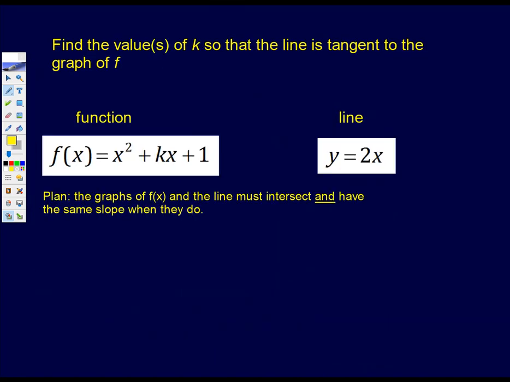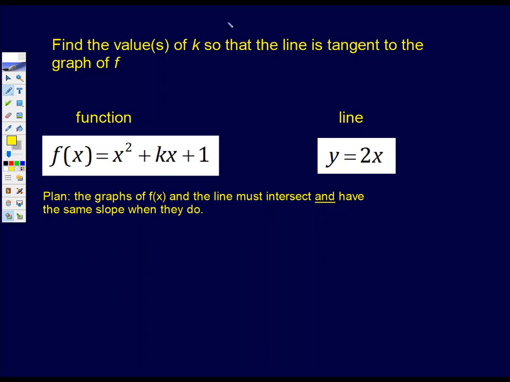Here's one more problem that's kind of interesting. I have a function that I don't know the whole story about. It's got one coefficient marked with an unknown letter k. So the function x squared plus kx plus 1 is f of x. And it says find the value of k so that the line over here, y equals 2x, is going to be a tangent line to this function.